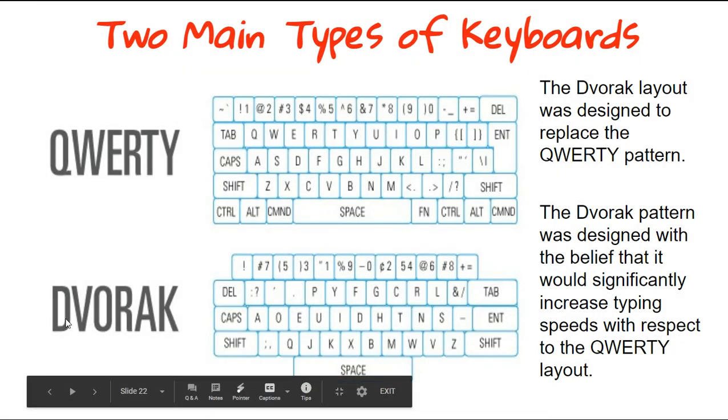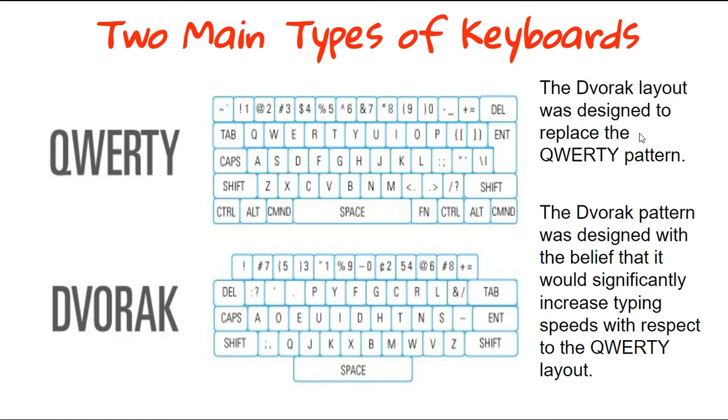The other type of keyboard you could get is Dvorak. It's not really used that much around the world, but it was designed to replace the QWERTY pattern, but people like the QWERTY layout. It's what we know. It works really well. It feels natural when you're typing, and you just kind of learn where everything is. And so QWERTY is the most popular.